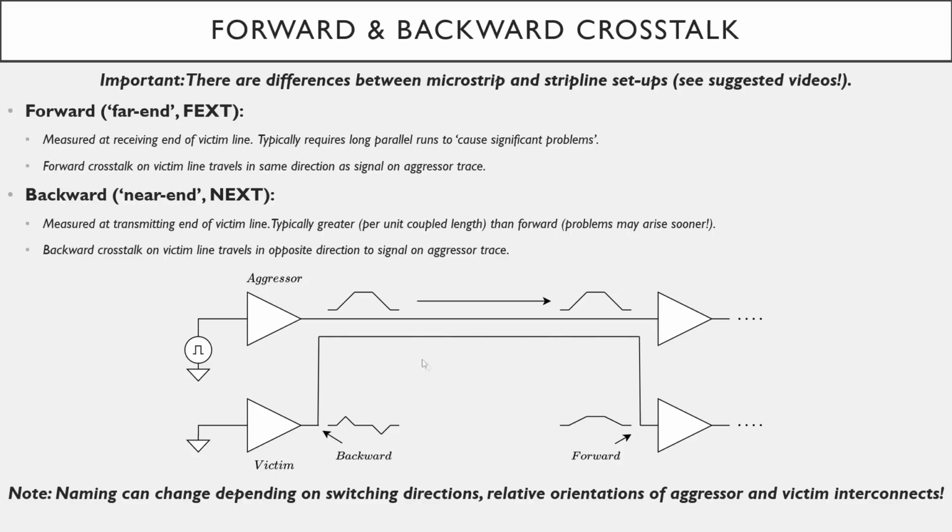On the contrary, looking at backward or near-end crosstalk, this is then measured at the transmitting end of the victim line. Again, generally speaking, this is typically greater per unit coupled length than forward crosstalk, and problems may arise sooner. Contrary to the forward crosstalk, backward crosstalk, as the name implies, travels in the opposite direction to the signal on the aggressor trace. So if the aggressor trace signal goes from left to right, the backward crosstalk signal would go from right to left. Do note, however, that the naming of backward, far end, near end can change depending on switching directions, relative orientations of aggressor and victim interconnects, and more.